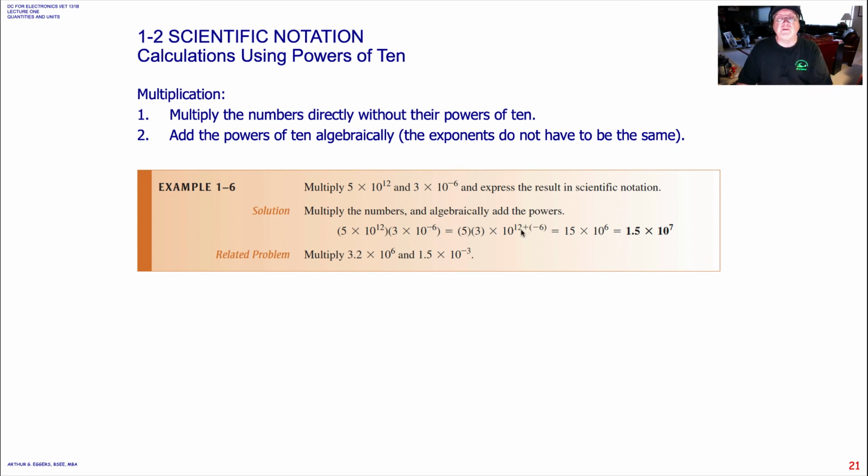It simply becomes a matter of adding and subtracting. So 5 times 3 times 10 to the 12th minus 6. Okay, so we're going to subtract, and we end up with 15, 5 times 3, and then the difference in 12 and 6 gives us 6. In this case, again, we need to adjust the decimal point one place to the left so that we have scientific notation. We end up with 1.5 times 10 to the 7th.